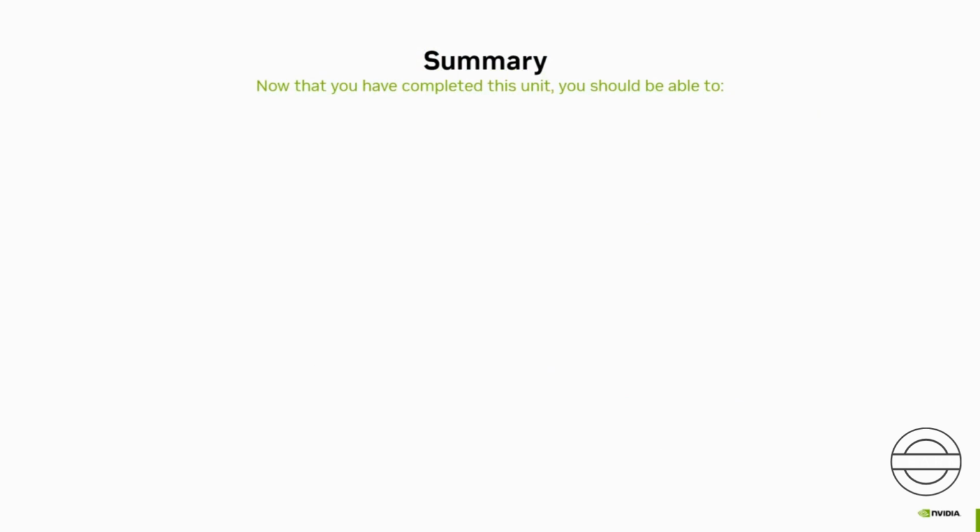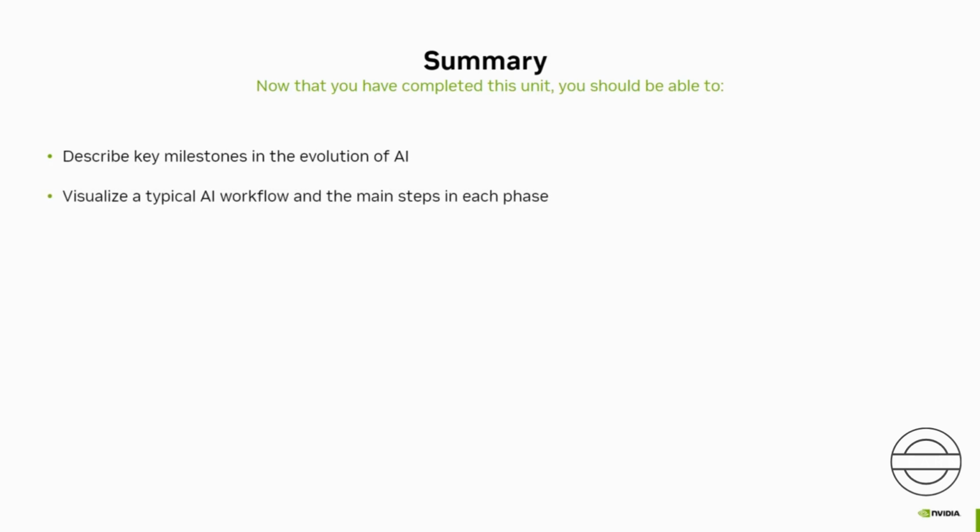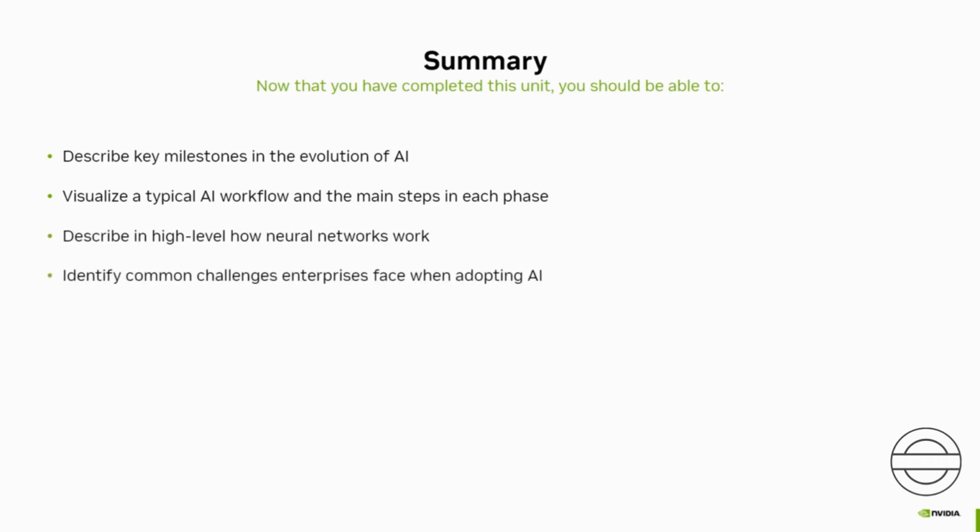Well done for making it to the end of this unit. Now you should be able to describe key milestones in the evolution of AI, visualize a typical AI workflow and the main steps in each phase, describe in high level how neural networks work, identify common challenges enterprises face when adopting AI, articulate value of NVIDIA end-to-end software stack for deploying AI solutions in production.